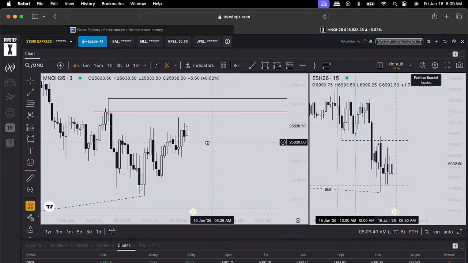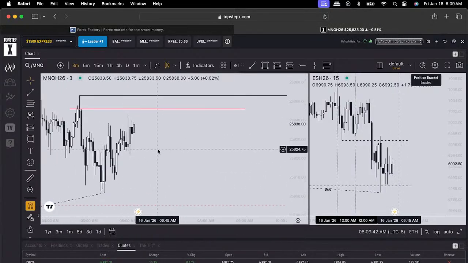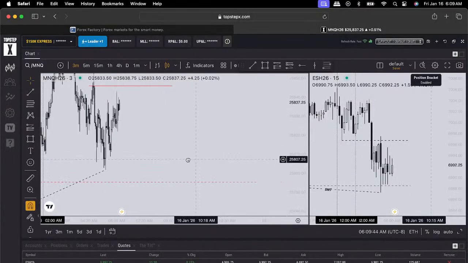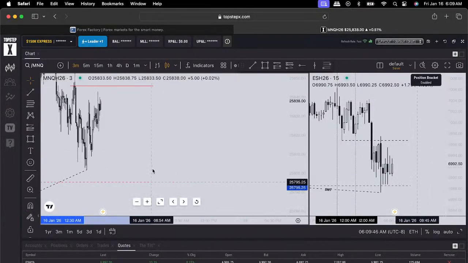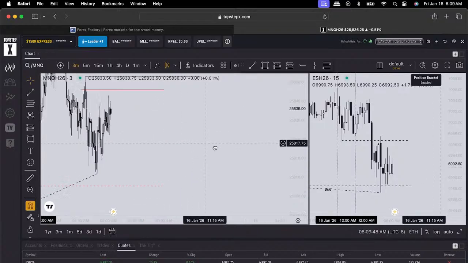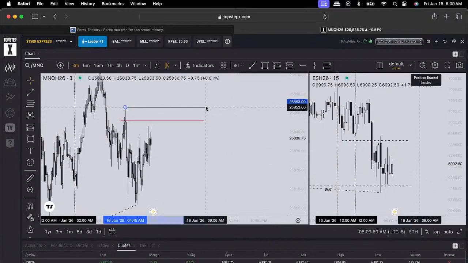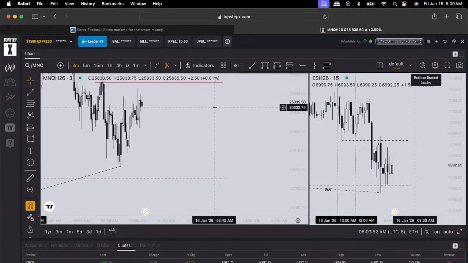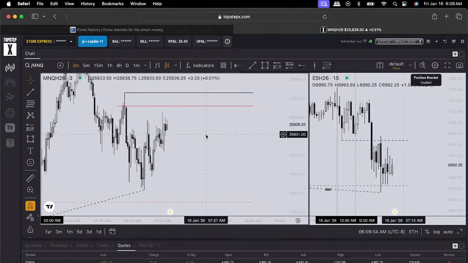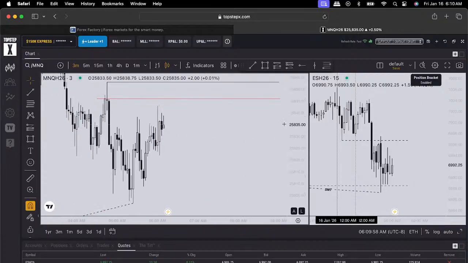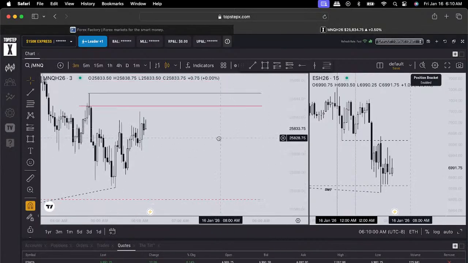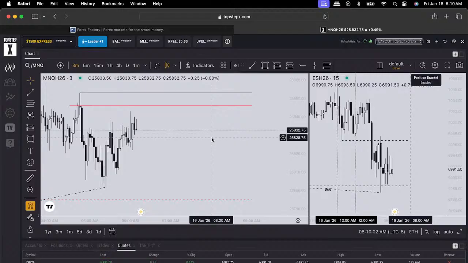So I don't really like Apex, just because I think they prioritize and favor creators rather than their actual customers, and they're really about that bag. Top Step, I've never seen anything like that. They're still probably the best plans out there other than Tradeify.